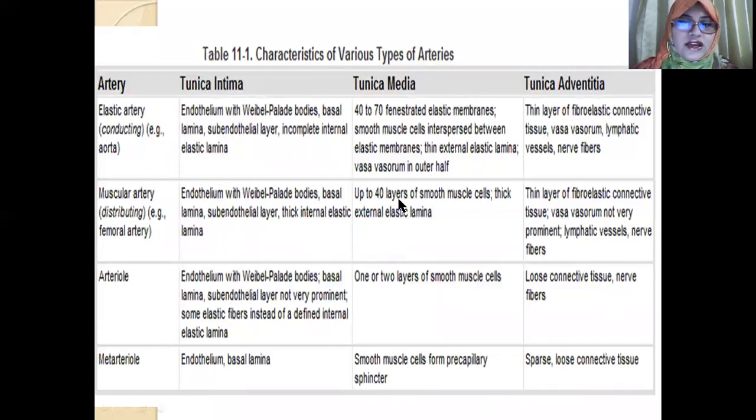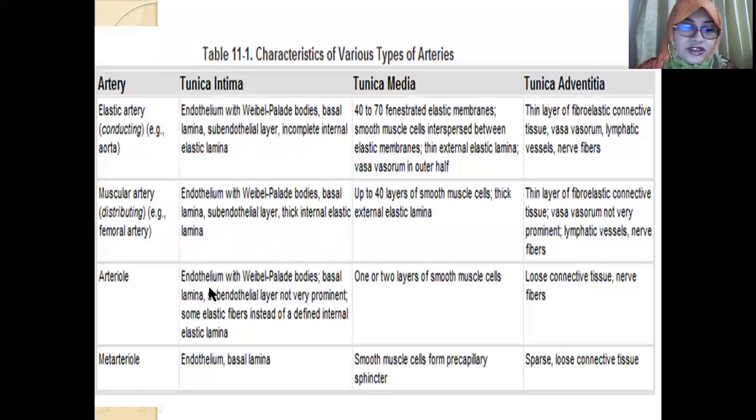This table shows the characteristics of various types of arteries. In the elastic artery, the tunica intima contains endothelium with Weibel-Palade bodies resting on basal lamina, a subendothelial layer is present, and an incomplete internal elastic lamina. And in muscular artery, endothelium with Weibel-Palade bodies based on basal lamina, the subendothelial layer is present and there is a thick internal elastic lamina.